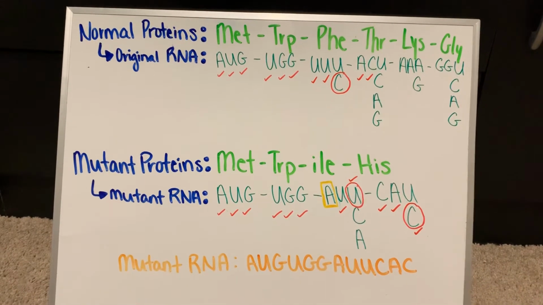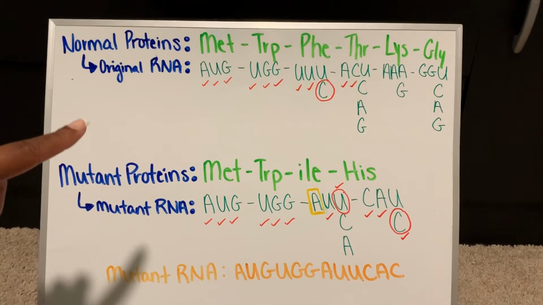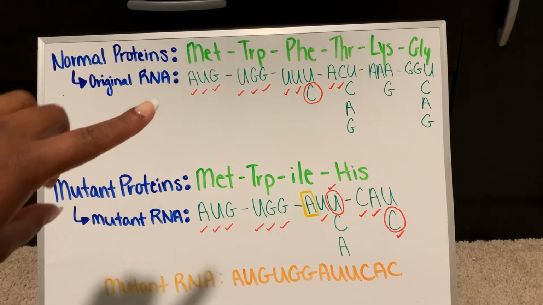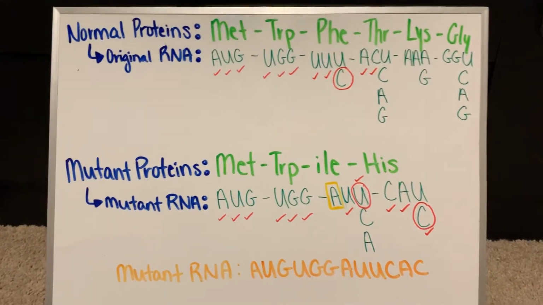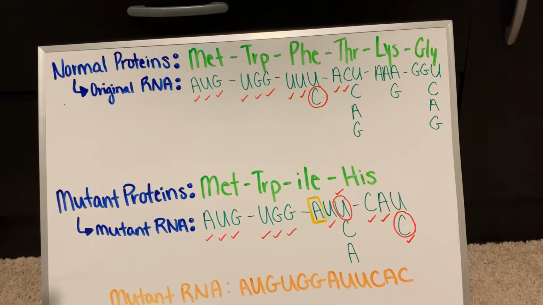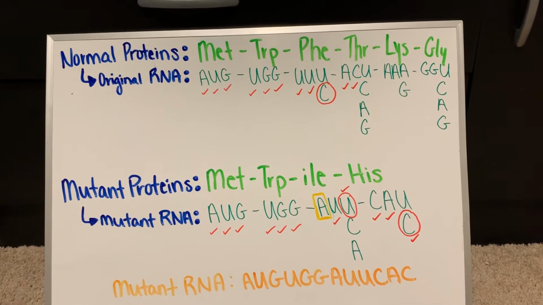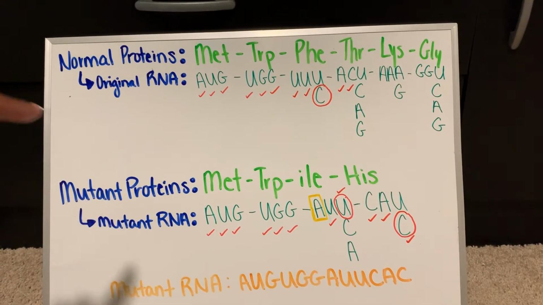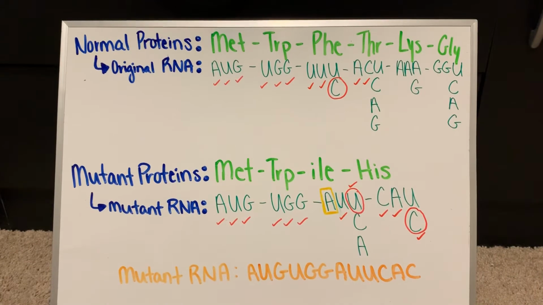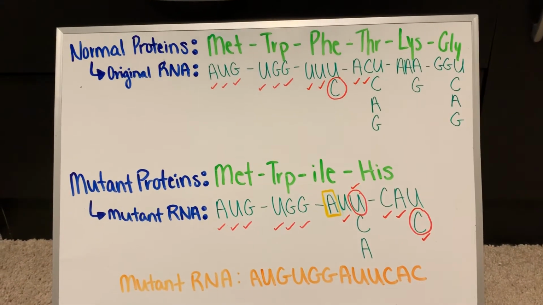So the first step in figuring this out would be to look at the normal proteins that they gave you and figure out their RNA sequence. Each amino acid for the protein has a codon sequence, which is a 3 nucleotide sequence that codes for that particular amino acid. And so you just go down the line and you label each one of the amino acids with their proper codon.